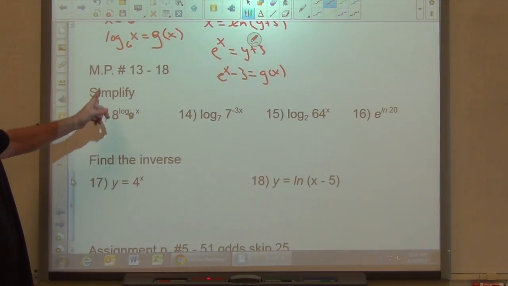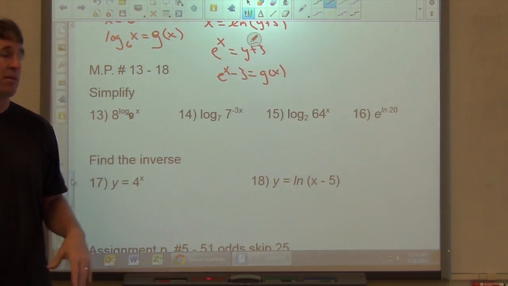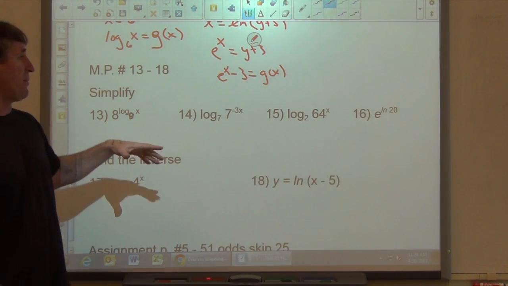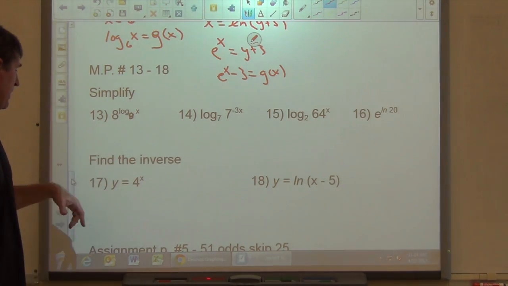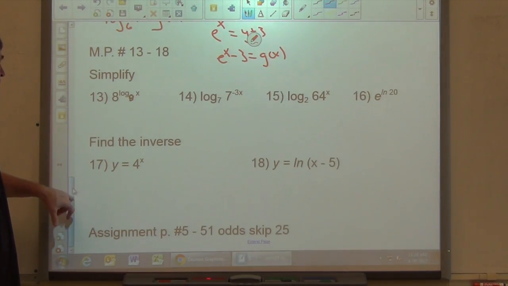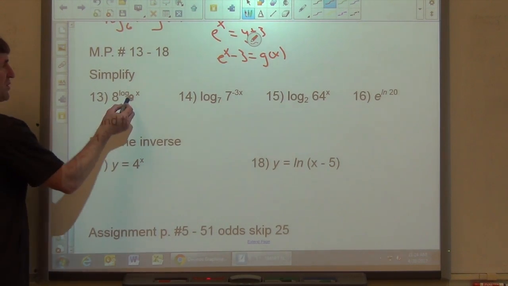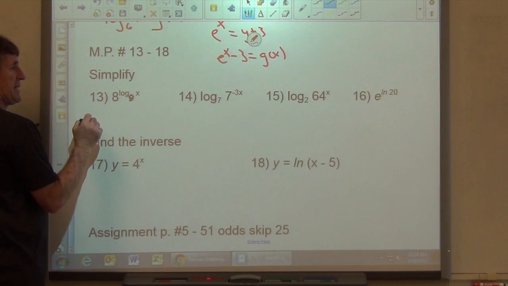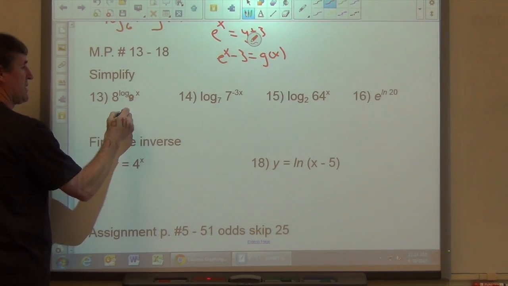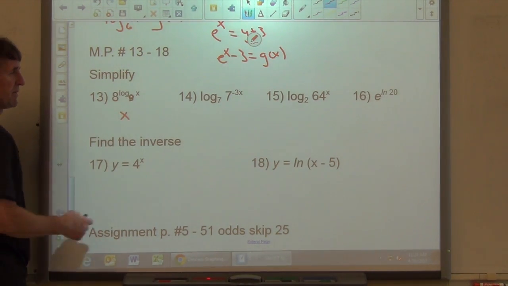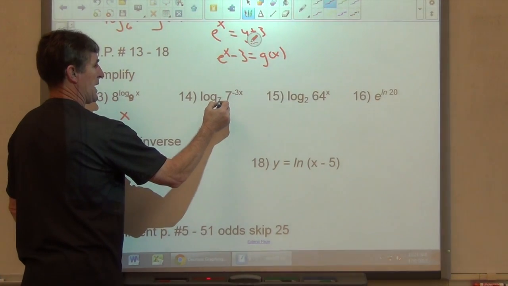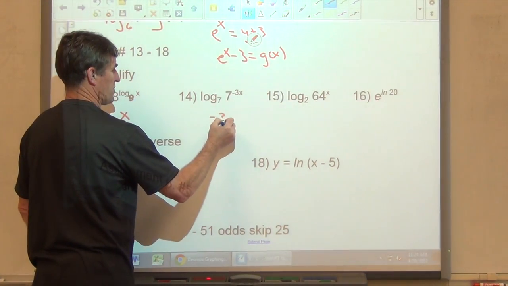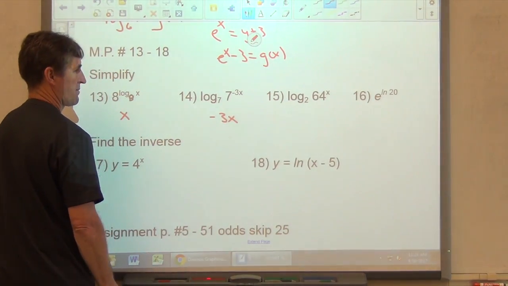So, I'd like you now to try 13 through 18 in the monitoring progress problems. Go ahead, pause the video, try these, and then come back and see how you did. So on this one, this is where we have the logarithm and the exponent. Because this is base 8, since those are the same, they would cancel each other out, and we just get x. Here, we have the base here the same as the base here. So again, those are inverses, they cancel each other out. So you should have gotten negative 3x.